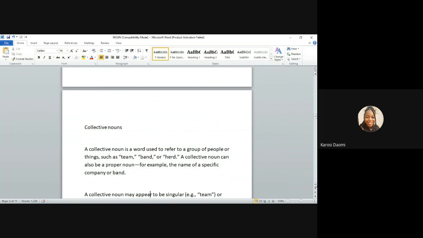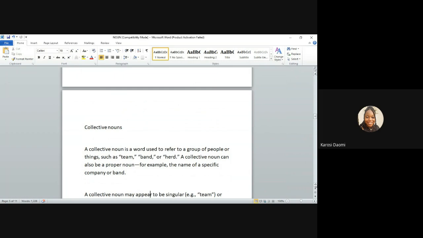Now, a band of musicians is a collective word that you use to refer to a group of musicians. Also, you use band for robbers, yes. So a band of robbers. Now, when you come to animals, you use a herd of sheep, a herd of goats.